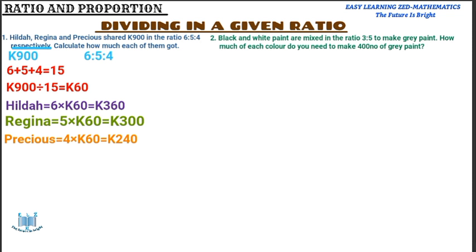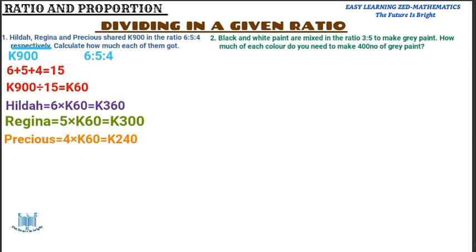These are the amounts these girls got. To check whether the answers are correct, you can add these three amounts. If they give you 900 kwacha, that means the answer is correct. Just from these numbers, if we take 60 kwacha from Hilda's amount and add it to Precious's, it will be 300. So 300 plus 300 plus 300 gives you 900. So these answers are correct. These are the amounts Precious, Regina, and Hilda got from 900 kwacha according to the ratio given.